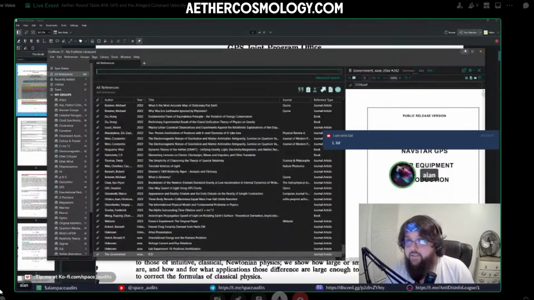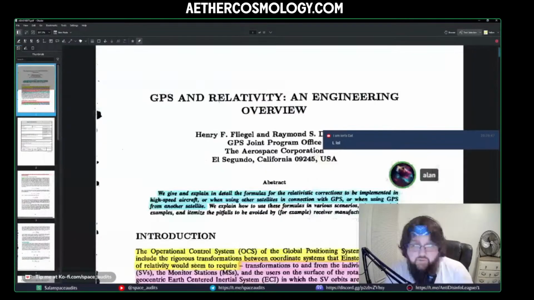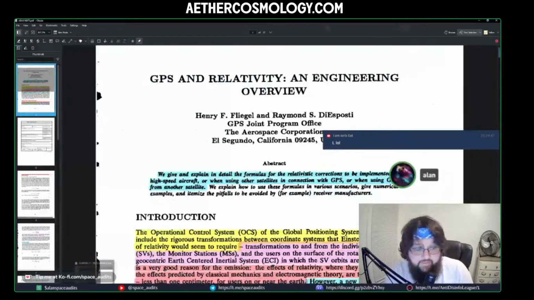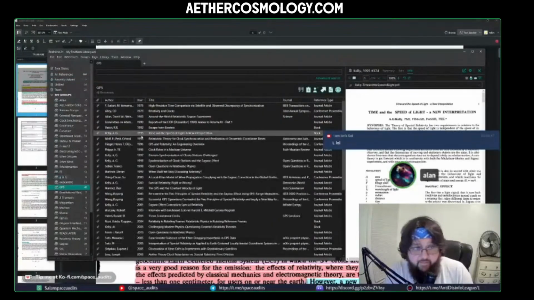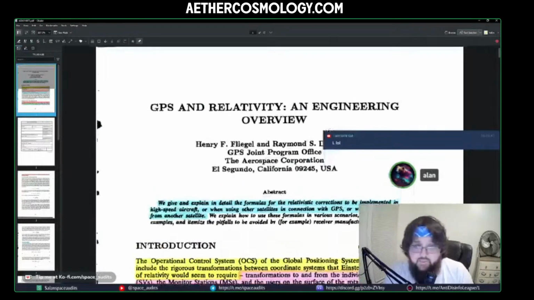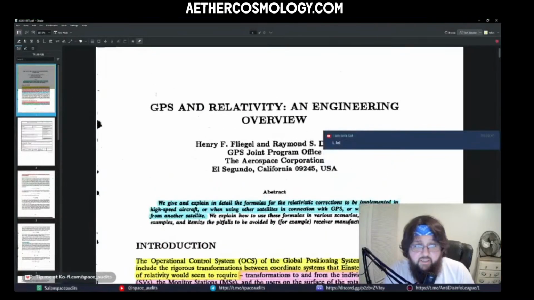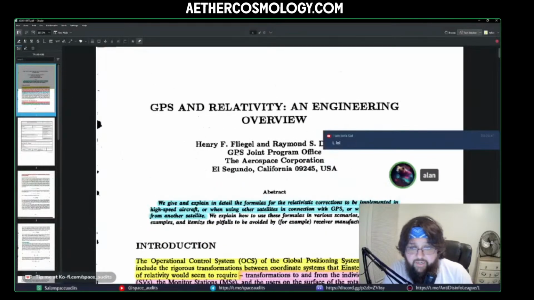So yeah, the quick recap here. GPS had been out for a while, and then in 1995, all the engineers were starting to write and publish stuff and ask questions. They were like, "What's going on with all these relativistic corrections that we're not making that are supposed to be proof of relativity in this technology that we're utilizing?" So an official statement was put out by Henry Fliegel and Raymond from the Joint GPS, or the GPS Joint Program Office, right?